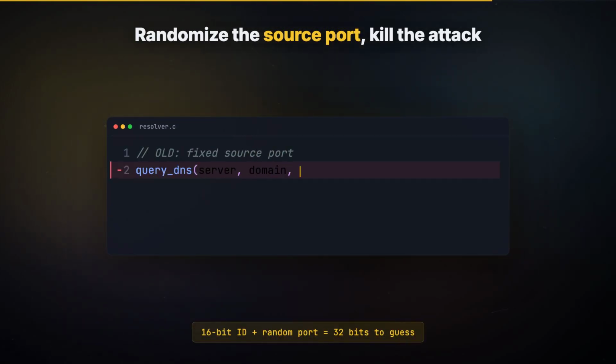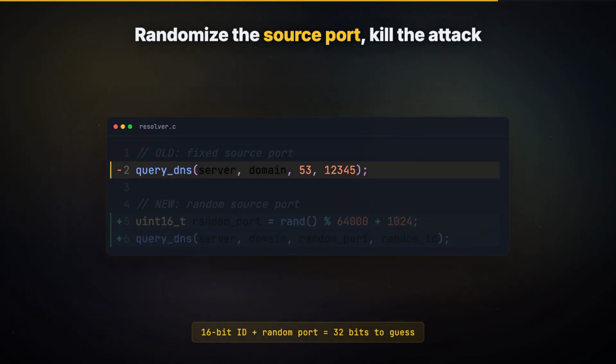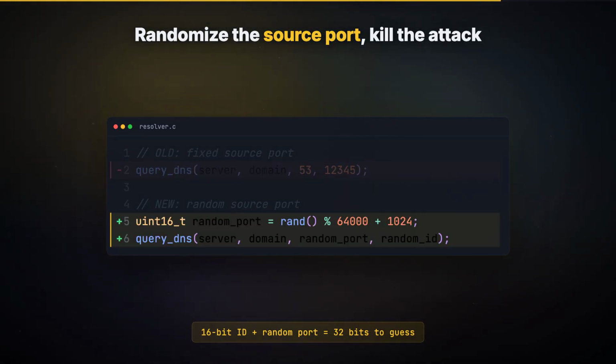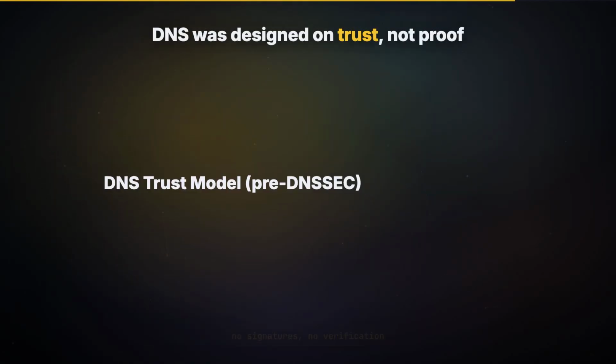The fix was source port randomization. Instead of using a fixed port for outbound queries, resolvers now pick a random port from a range of 64,000. Combined with the 16-bit transaction ID, that's 32 bits of entropy. The attack still works in theory, but the probability drops to 1 over n, where n is the port range size.